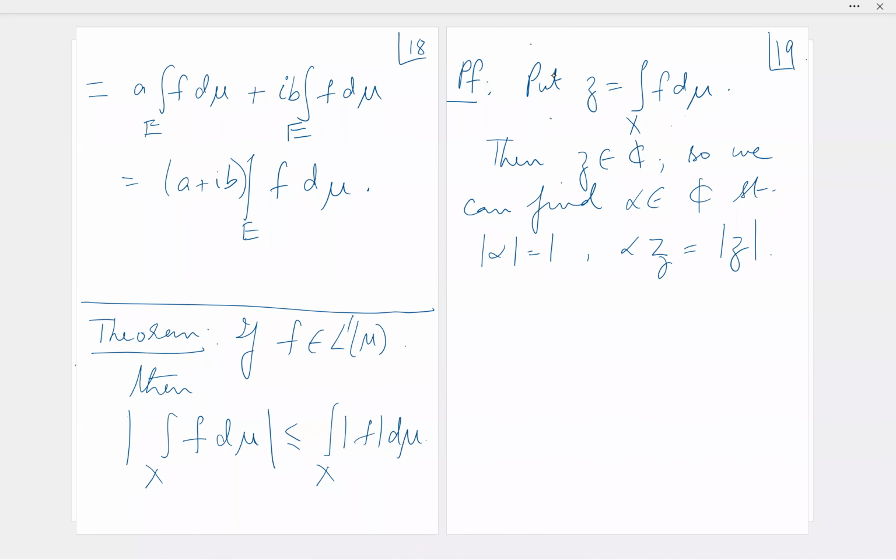okay. And we let u be the real part of alpha f. Okay. So now, therefore, what do we know? Since u is the real part, u will be less than or equal to mod u, which is mod of alpha f, and that's going to be just mod f.